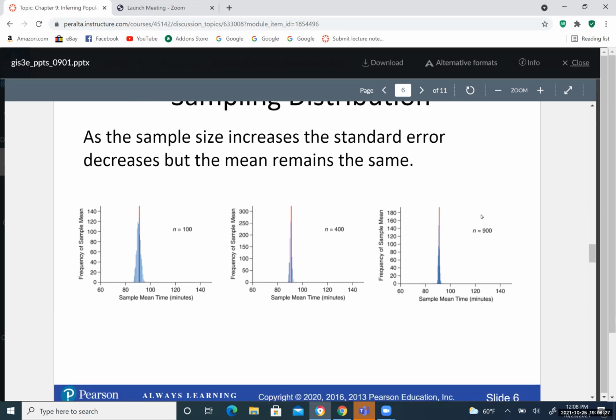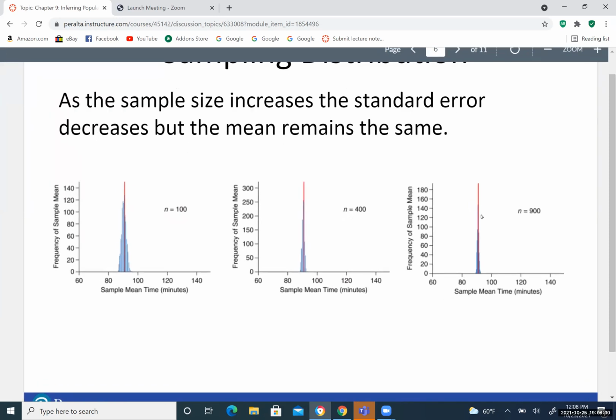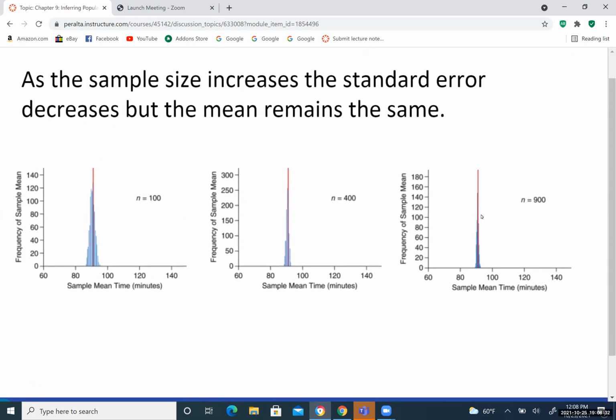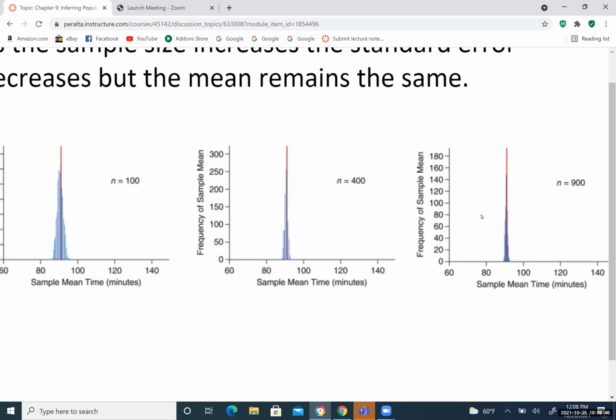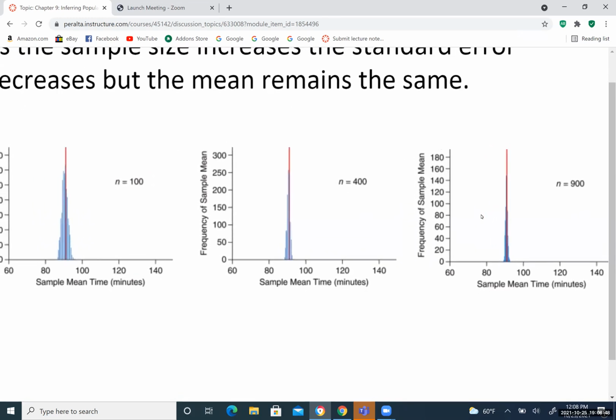And they show us a picture like this. You see, when n is 100, the data is kind of in between 85 to 90, right? When the sample size is 400, you see that the standard deviation looks smaller. It's exactly the same three graphs. In the first one, you can see the standard error is kind of bigger. The second one is a bit smaller.